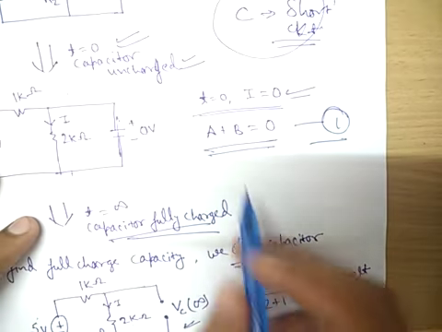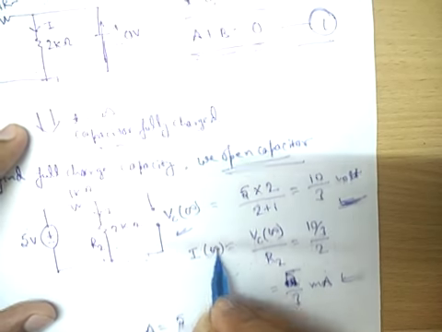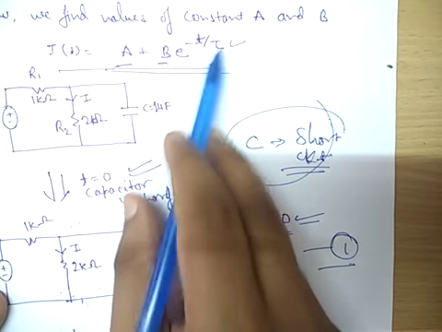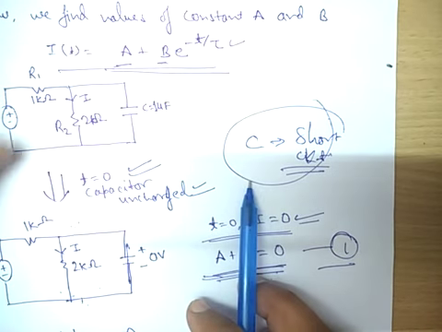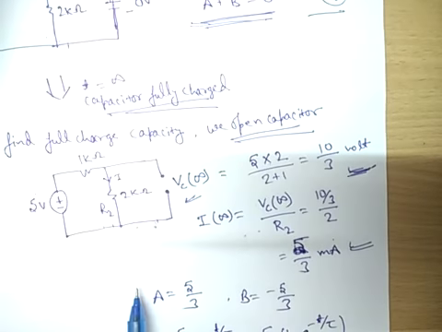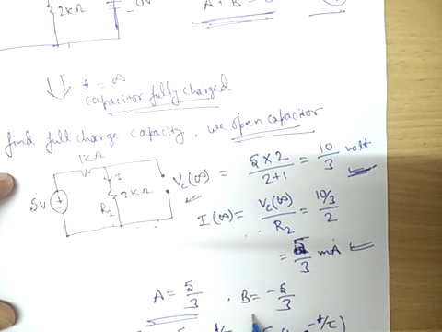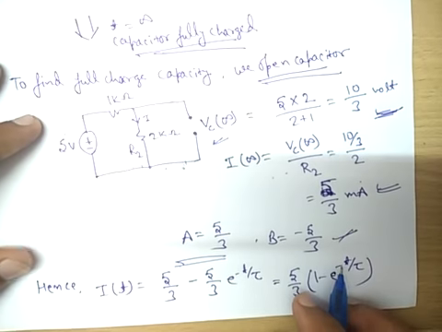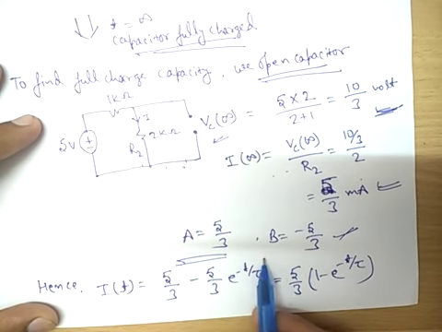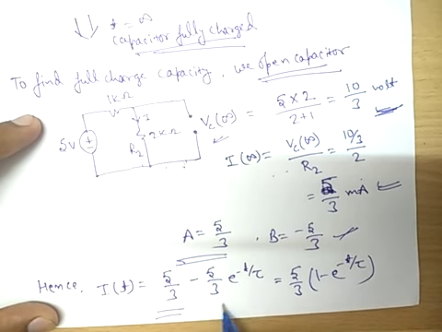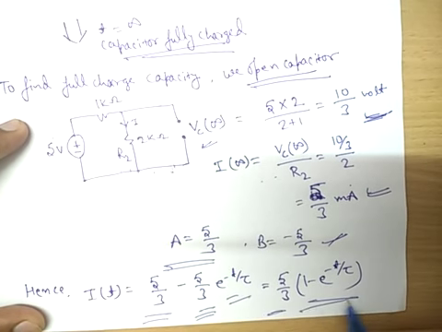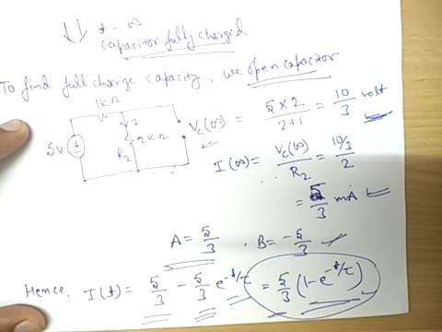So we have already found A plus B equals 0. Again, in this equation, putting infinity, 5 by 3 equals A, since the exponential becomes 0 at infinity. So A equals 5 by 3, and by using A plus B equals 0, we can easily find B equals minus 5 by 3. Hence, putting both constant values in the expression, we get 5 by 3 minus 5 by 3 exponential minus t by tau. By taking 5 by 3 as common, 1 minus exponential minus t by tau. This is the final expression of the current.